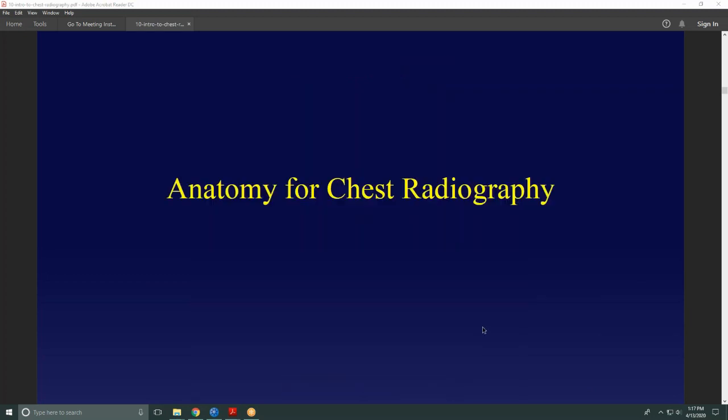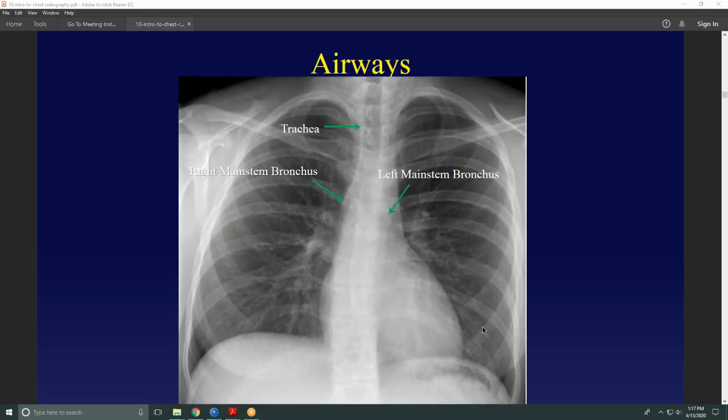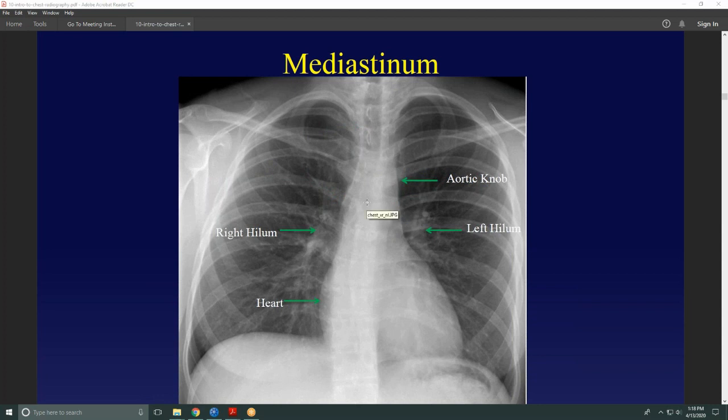Okay, so now we're going to briefly overview some anatomy for chest radiology. And like I said, Dr. Mann went over this in greater detail before, but I'll review the pertinent highlights because it'll be germane to our discussion about abnormalities in the chest a little bit later. So for frontal radiographs, the basic structures, working from the center of your image towards the periphery, would be your airways, your trachea, right and left mainstem bronchi. Your mediastinal structures, your heart, your left and right hila, the aortic knob.